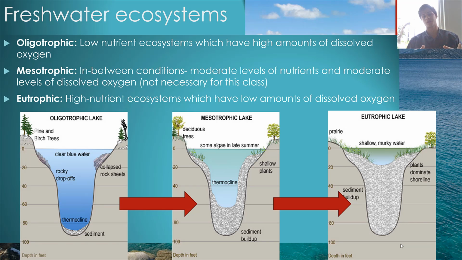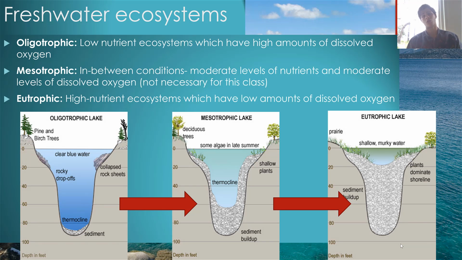Note that mesotrophic systems are important as a learning tool. It's nice to know that there is a continuum between oligotrophic systems and eutrophic systems. However, mesotrophic systems are not actually required for this class. I just think it's an important learning tool to keep in mind.